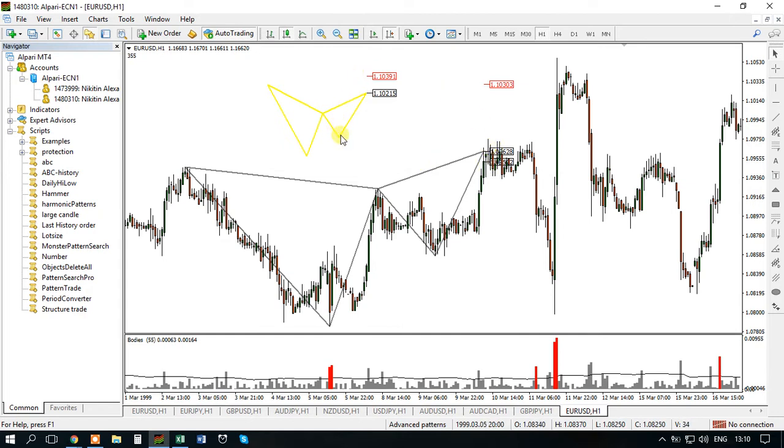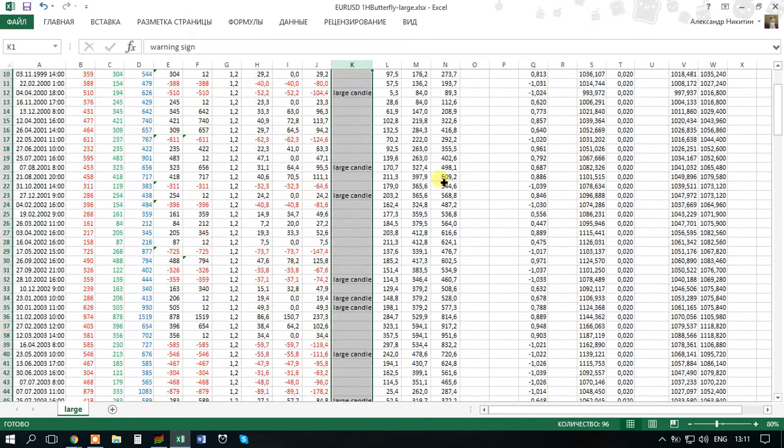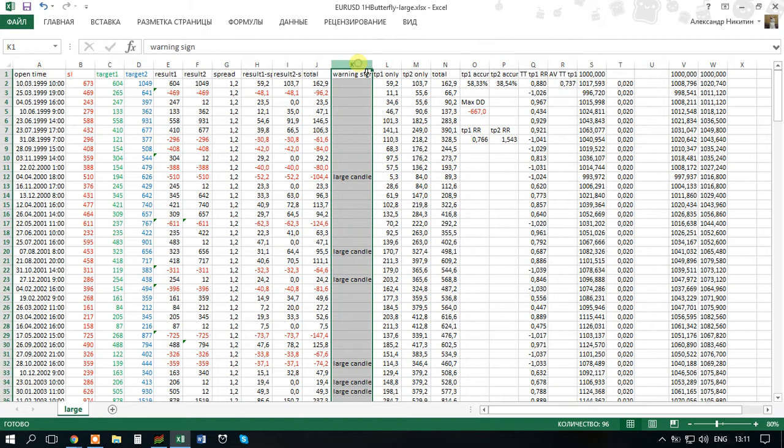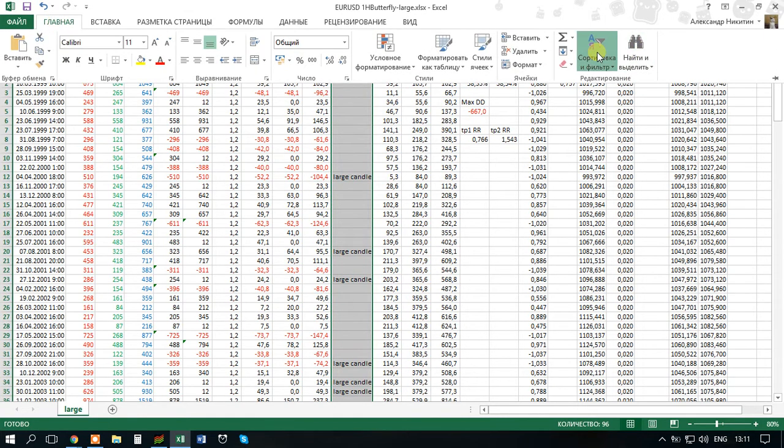Okay, with a retracement pattern, if you have large candles within the CD leg, the pattern is most likely to fail. But with an extension pattern, if you have a large candle within the CD leg, it doesn't really matter. So we have large candles here, like this.